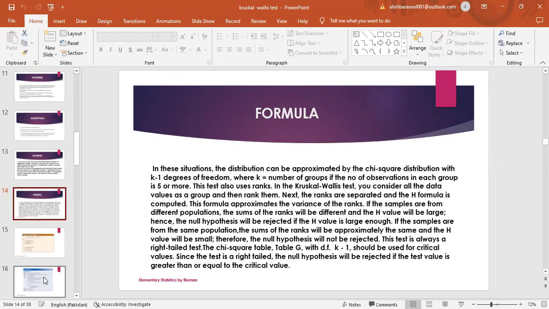If the samples are from the same population, the sum of ranks will be approximately the same and the H value will be small. Therefore, the null hypothesis will not be rejected. This test is always a right tail test. The chi-square table G with degrees of freedom k minus 1 should be used for the critical values. Since the test is a right tail test, the null hypothesis will be rejected if the test value is greater than or equal to the critical value.